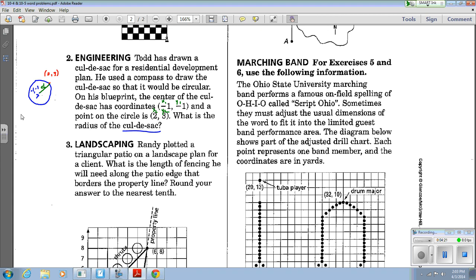If you're not sure what that formula is and you want to copy it down, turn to page 555 in the book. Page 555 has the formula, and you can copy the formula right off that page to write it down on your paper so you can complete this problem. Pause the video, do this problem, and then we'll come back and take a look at number 3.